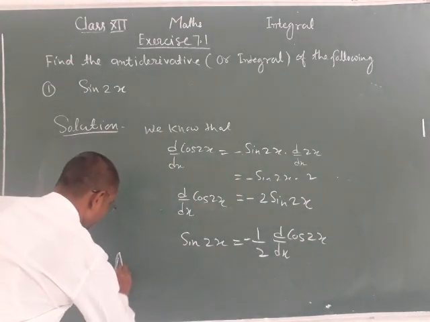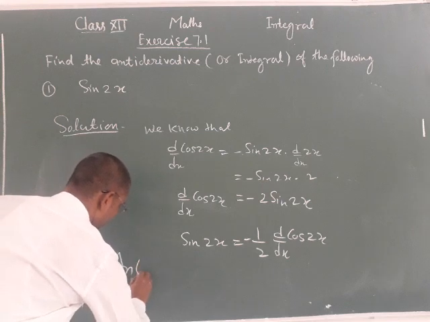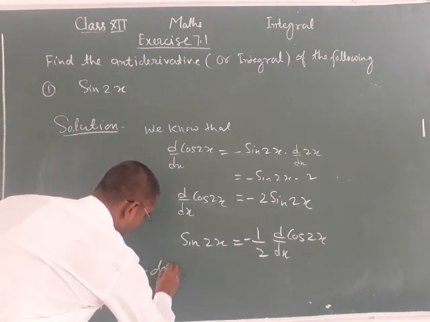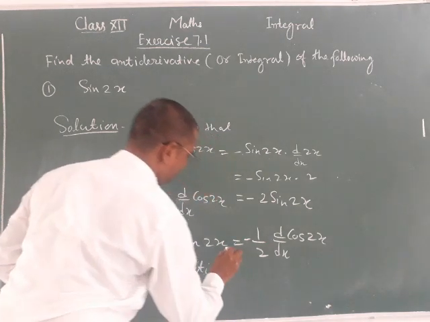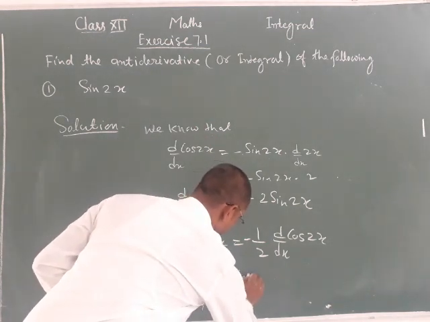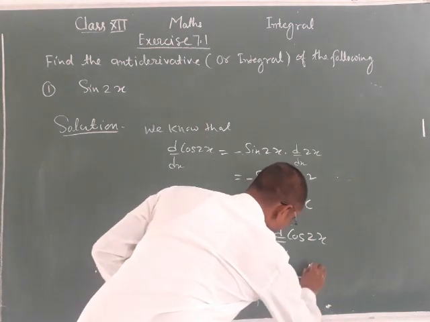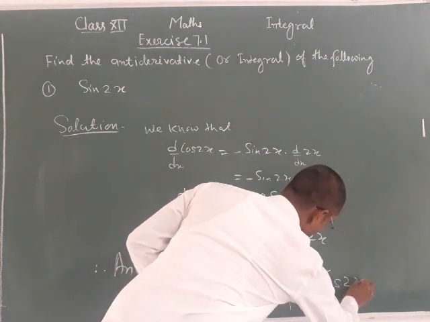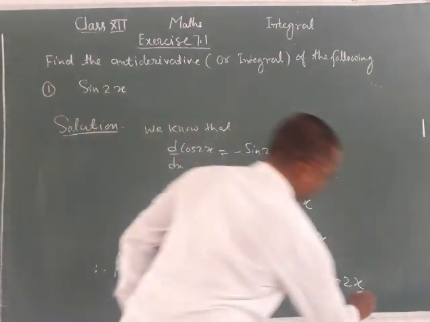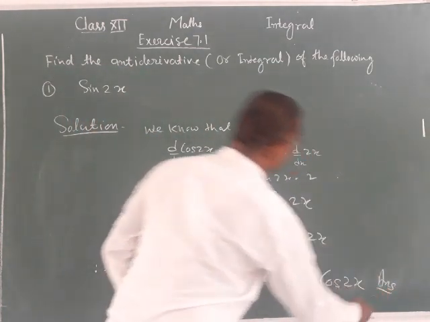So therefore the antiderivative of sine 2x is equal to minus 1 by 2 cos 2x. This is the answer.